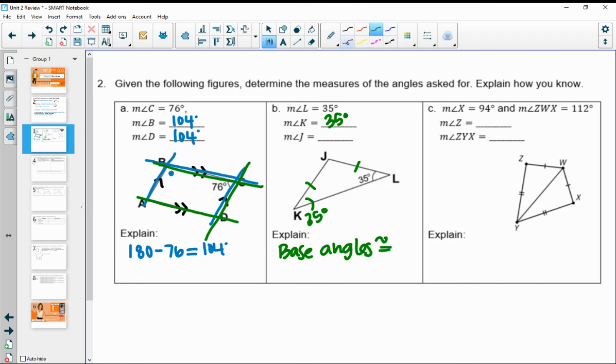And then for J, you're going to want to subtract those two angles from 180, since we know the total of the angles in a triangle is 180. So that's 70. So 180 minus 70 gives us 110 for this one. And that's using the triangle sum theorem.